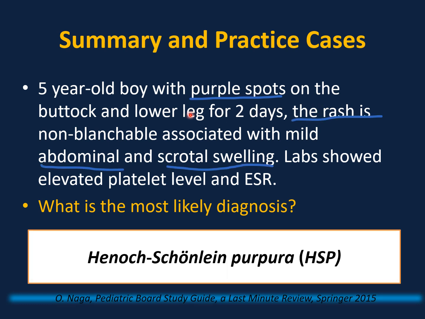The key points here, we have a non-blanchable rash, is a petechial rash, plus abdominal pain and scrotal swelling, and the platelet count is elevated, is not low. If it's low, we'll think about thrombocytopenic purpura, but here is elevated. So plus you have abdominal pain and scrotal swelling, and ESR is elevated as well. This is confirming the diagnosis of Henoch-Schönlein Purpura. It's a clinical diagnosis. There is no certain lab to diagnose this disease.